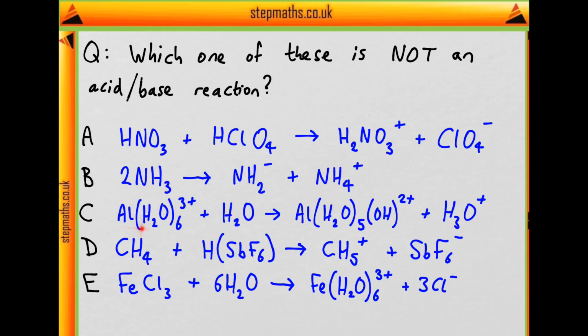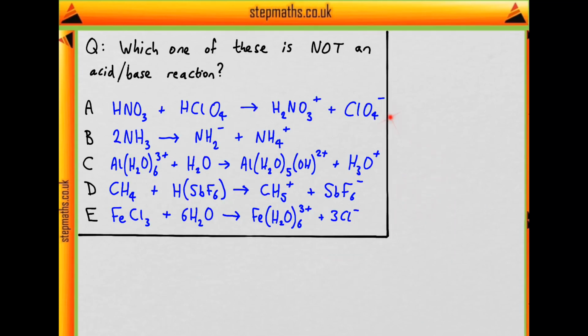Then we have this aluminium hexaaqua 3+, add water, forming this hydroxide species and the hydronium ion. Then we have methane and this antimony species forming CH5+ and this negatively charged ion. Then we have iron trichloride and 6 waters forming the hexaaqua ion and 3 chlorides.